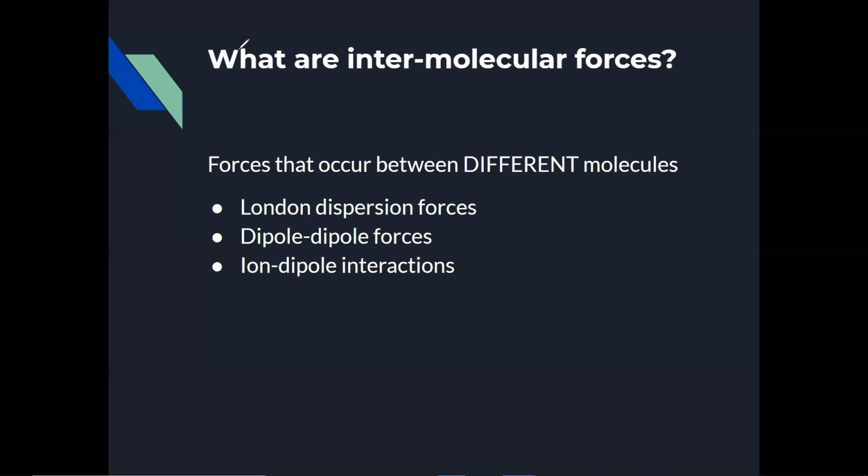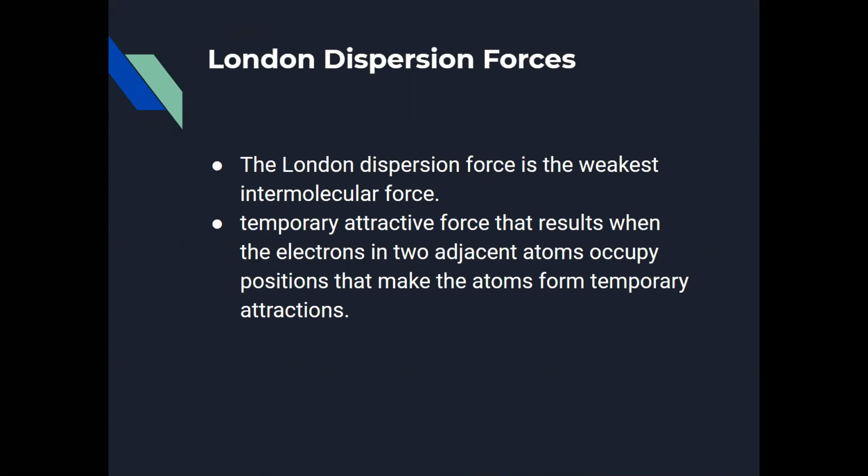Okay, so there's a few different kinds. There's London dispersion forces, dipole-dipole forces, and ion-dipole interactions, which sound big, they sound fancy. They're not really that complicated. You just have to understand polarity and unequal sharing of electrons. So the first one is a London dispersion force, and that is largely thought of as the weakest intermolecular force, so it's barely there. It is there, but it's very weak.